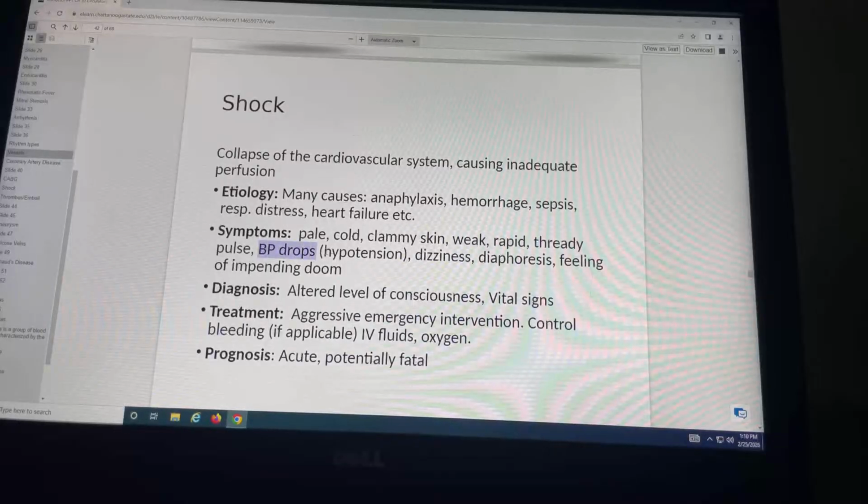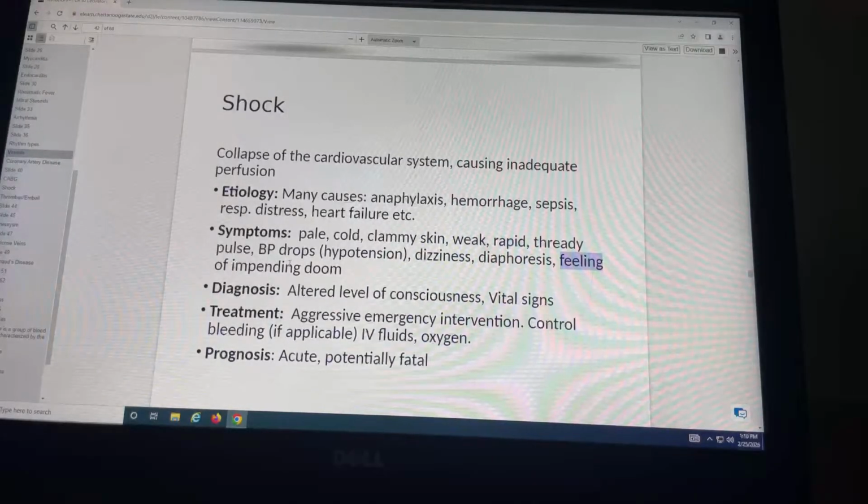The blood pressure drops, and we call that hypotension, right? Because hypertension is too much, so hypotension is not enough. Feeling dizzy. What's diaphoresis? What's that word? Medical term. Sweating. So it's like breaking out in a cold sweat. People tend to feel this sense of impending doom.